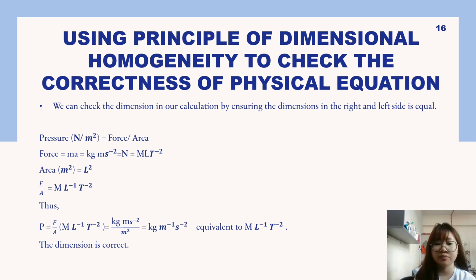Thus, to check the physical equation, force per unit area, we obtain the unit as kg times m to the power of negative 1 s to the power of negative 2, that is equivalent to dimensions of M L to the power of negative 1 T to the power of negative 2. So the dimension is considered correct.